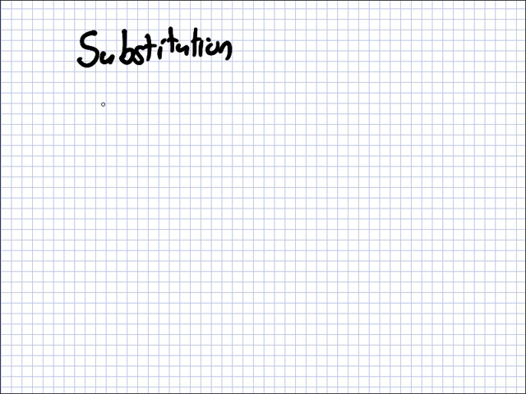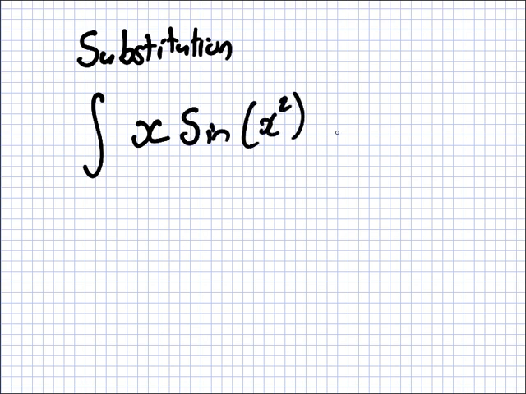And the idea is not so difficult. I'll give you a simple example. Suppose you want to integrate something like x sine of x squared dx. Now, if you wanted to differentiate that, that's fine. What rules would you need here? You would need the product rule and chain rule. That's fine. Well, what about integrating?